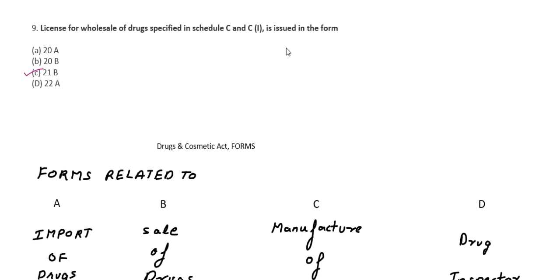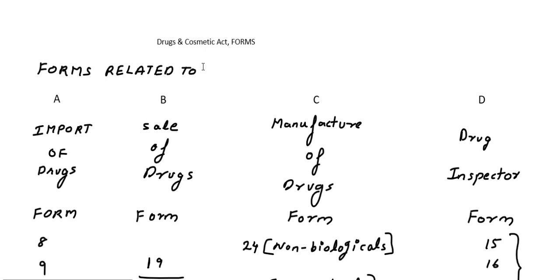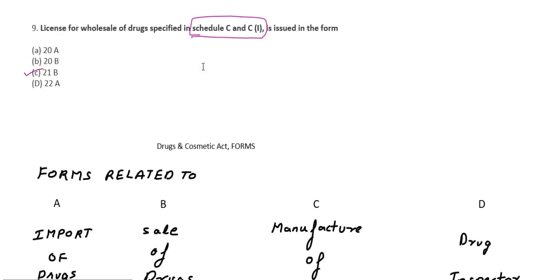This schedule is always a very interesting area, especially for different competitive exams. You can always expect a question from this particular session, that is, the different types of schedules and the forms which we use for the sale, import, or manufacture of different drugs. All these forms are important, and they come under the Drugs and Cosmetics Act. So we'll go through the different forms. License for wholesale of drugs specified in Schedule C and C1 is issued in form 21B.